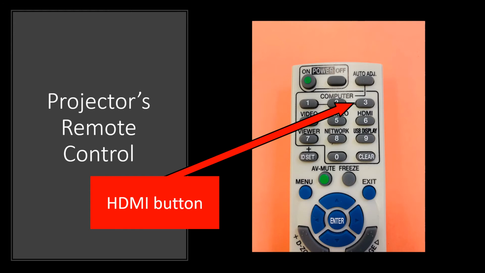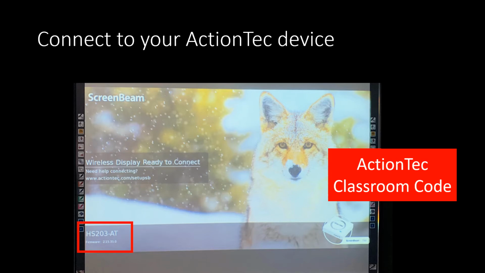Now, before we move into the settings on your laptop computer, we want to verify the settings on your projector. On your remote control, make sure that you're selecting the HDMI slot so that the receiver, the Action Tech receiver, which is plugged into the HDMI slot on your projector, is the one that is being projected onto the screen.